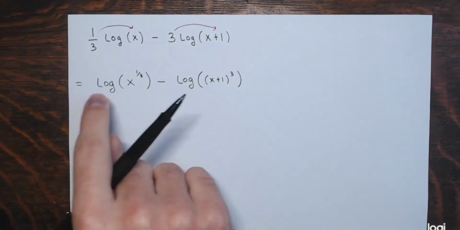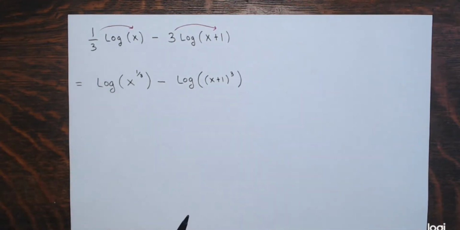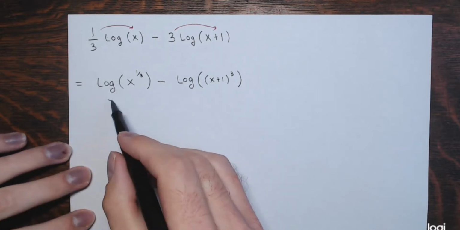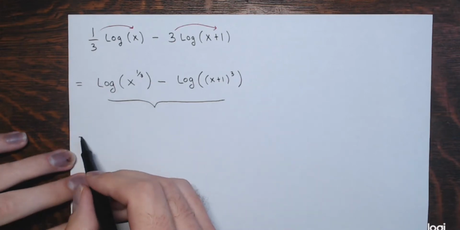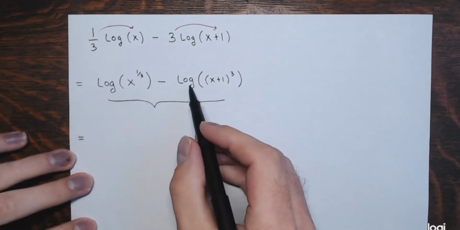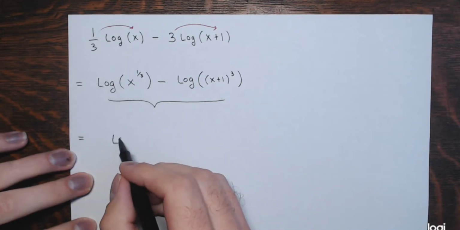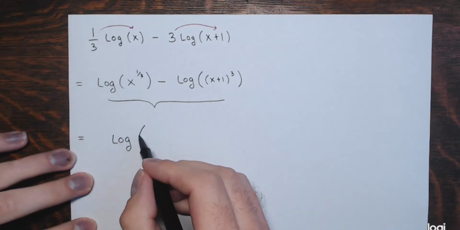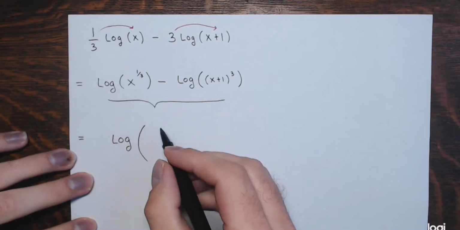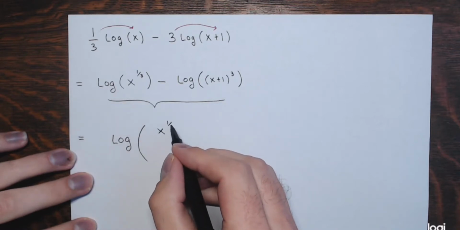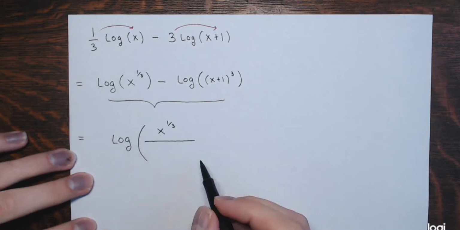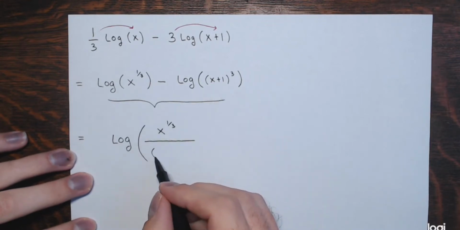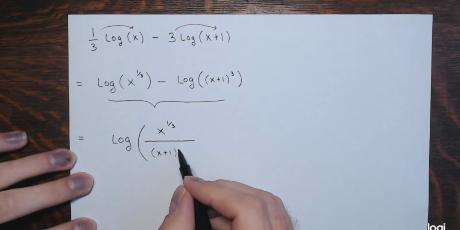And then you go from left to right and use the product property or quotient property as needed. And you're seeing these two here. This is a difference, so I'm using the quotient property. Right? So log minus log is going to be a single log of a quotient, where the first argument is the numerator. So x to the 1/3, or if you want to write the cube root of x, that's fine too. And the second argument, the quantity x plus 1 cubed, is the denominator.